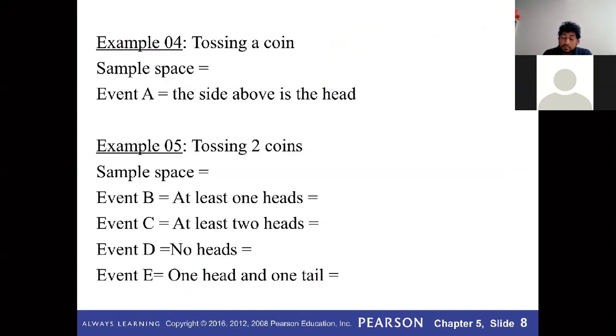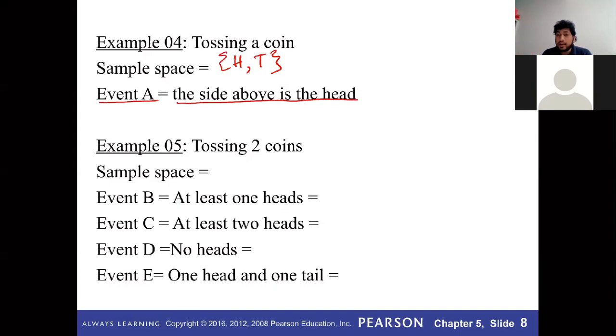Tossing a coin. If you toss a coin, you know that a coin has only two sides, head or tail. So the sample space, which means all possible outcomes in our experiment, is head and tail. So event A, I denote that the side above is the head. When you flip the coin and check, the side above is the head. Okay, so that is our event.